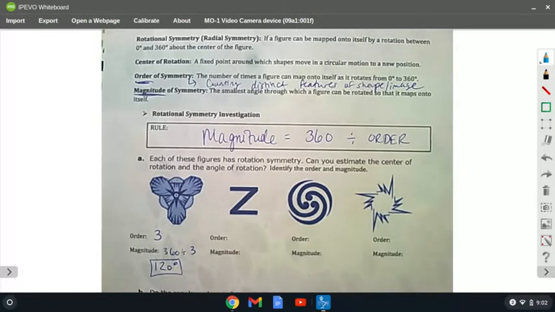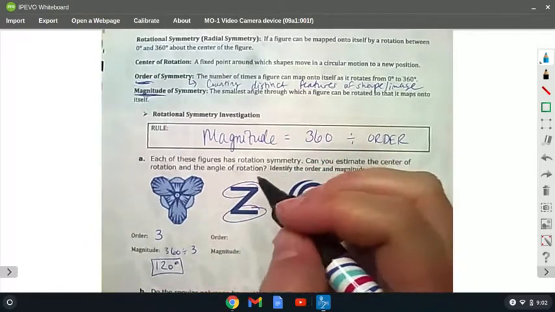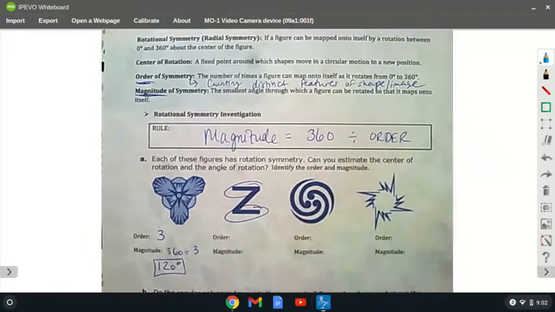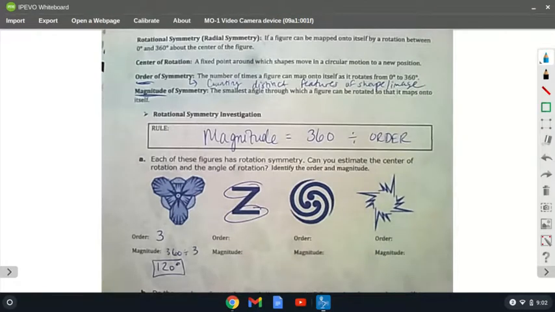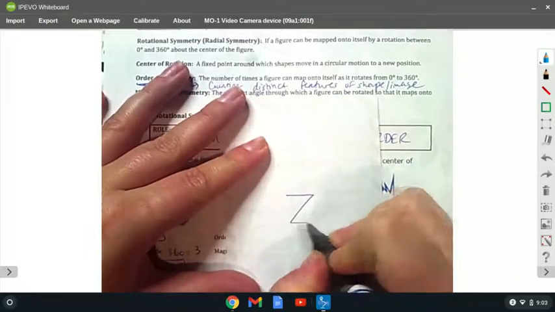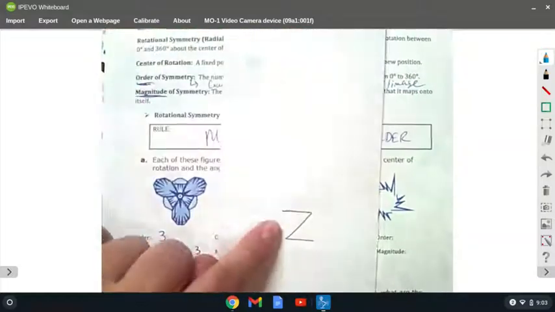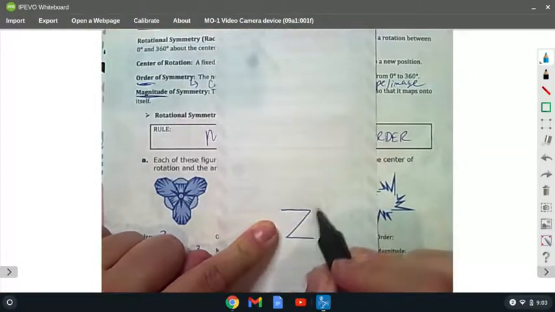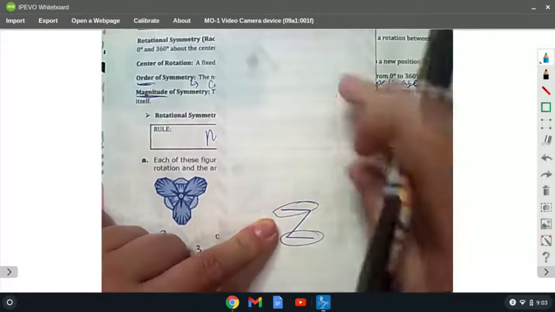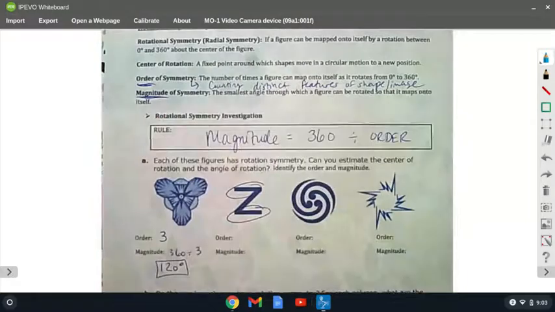This one has 2 distinct features. The reason I'm saying that is if I drew a Z on a piece of paper and rotated my paper 180, so I'm just flipping it up to down, the Z looks exactly the same. So these 2 features are the same. If I flip it again, I'm back to where I started.